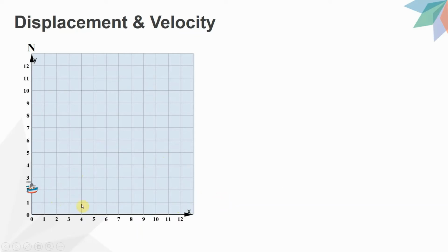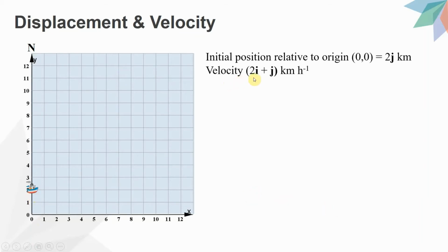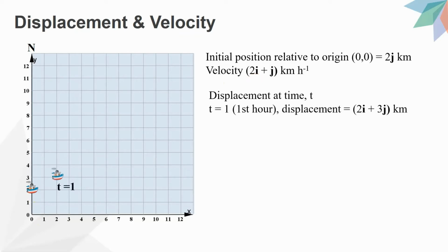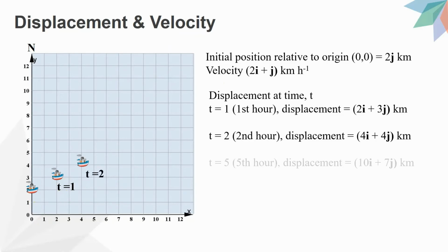Okay, so the next example, now this ship is no longer at the origin. It starts from 0, 2. The velocity is 2i plus j. So the displacement at time t, the first hour is 2i plus 3j. The second hour is 4i plus 4j. And we can continue to find, let's say t is 5. The displacement is 10i plus 7j.